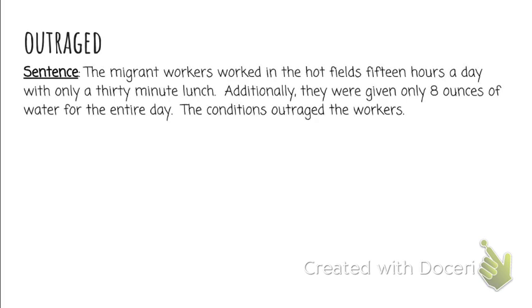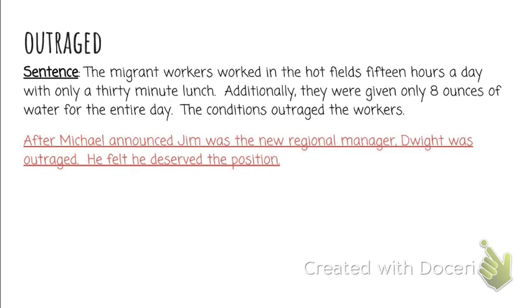All right, outraged. So it says, the migrant workers worked in the hot fields 15 hours a day with only a 30-minute lunch. Additionally, they were given only 8 ounces of water for the entire day. The conditions outraged the workers. Another example, this is from The Office. After Michael announced Jim was the new regional manager, Dwight was outraged. He felt he deserved the position.